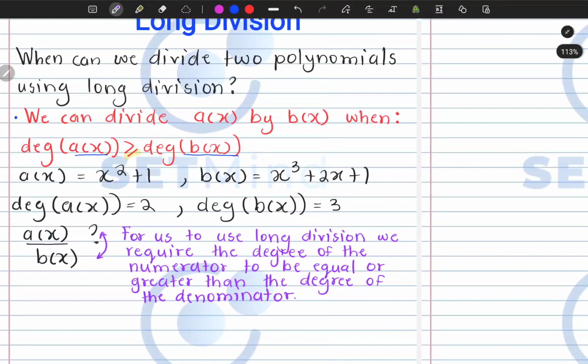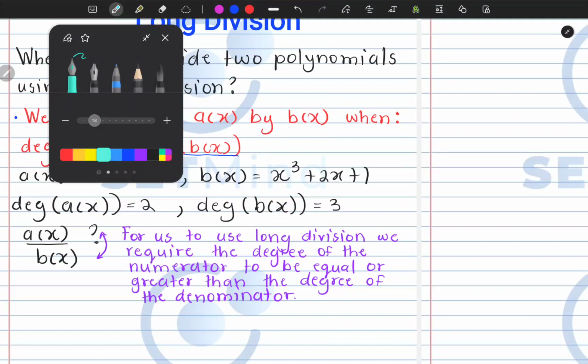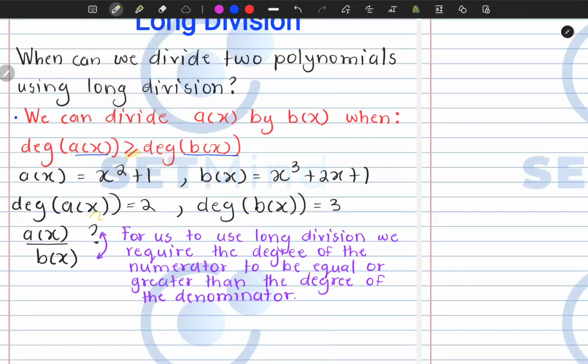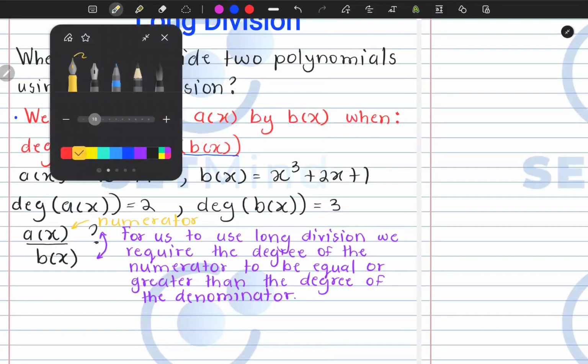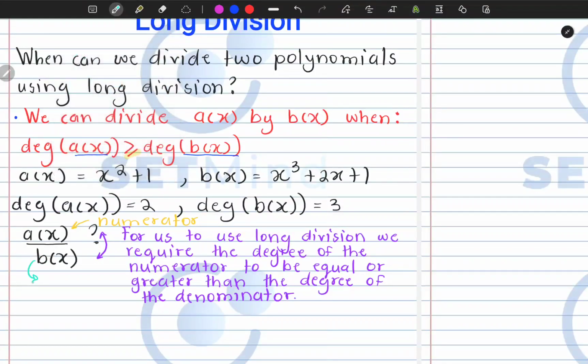Okay, so there's our note. For us to use long division, we require the degree of the numerator to be equal or greater than the degree of the denominator. That is what we require in order for us to proceed and use long division. And obviously, all of you should now know that the numerator is what we have at the top, and what we have at the bottom there is our denominator.